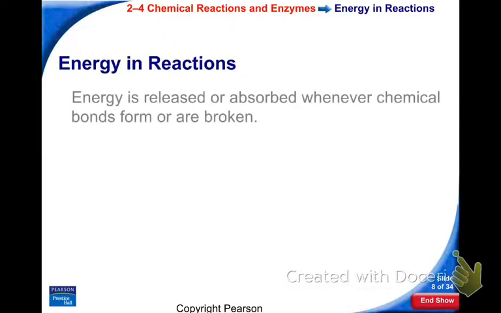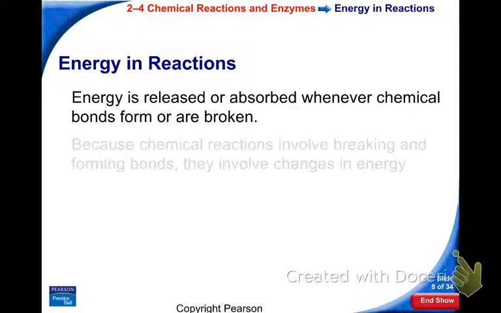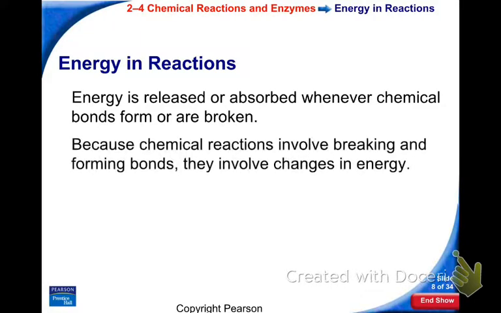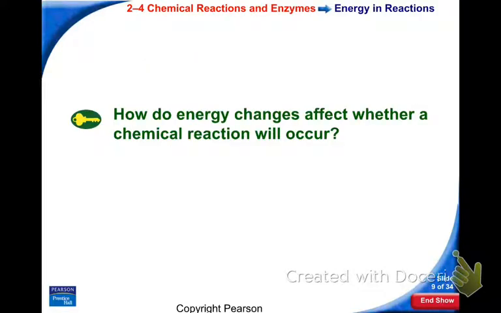So energy in chemical reactions, energy can be released or absorbed. If we're talking about an explosion, that's obviously a lot of energy being released. And if we're talking about rusting, that's an energy absorption. So we call these endothermic and exothermic reactions. How does energy change affect whether a chemical reaction will occur?